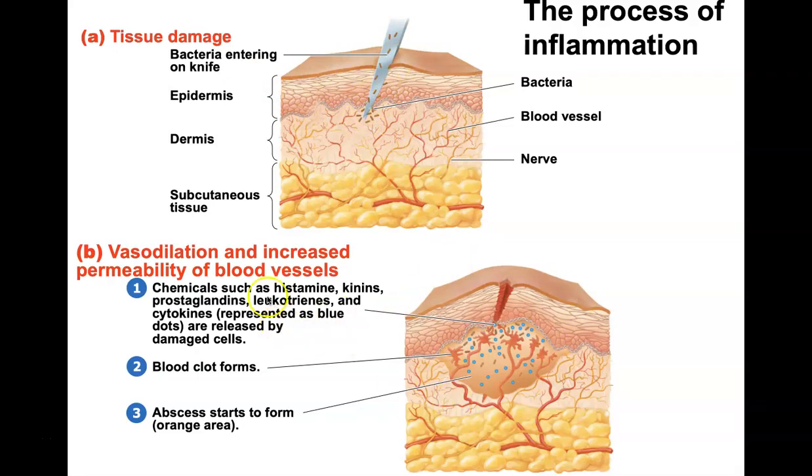So the first thing that happens is a whole bunch of chemicals are released by the damaged cells. So these are going to be things like histamines, kinins, prostaglandins, cytokines. These are all released by the damaged cells. They're damaged both by the physical damage from the knife and the bacteria there too. Okay. A blood clot forms at that site, and you start to get an abscess. So you have to get an increased space here for these things to operate.